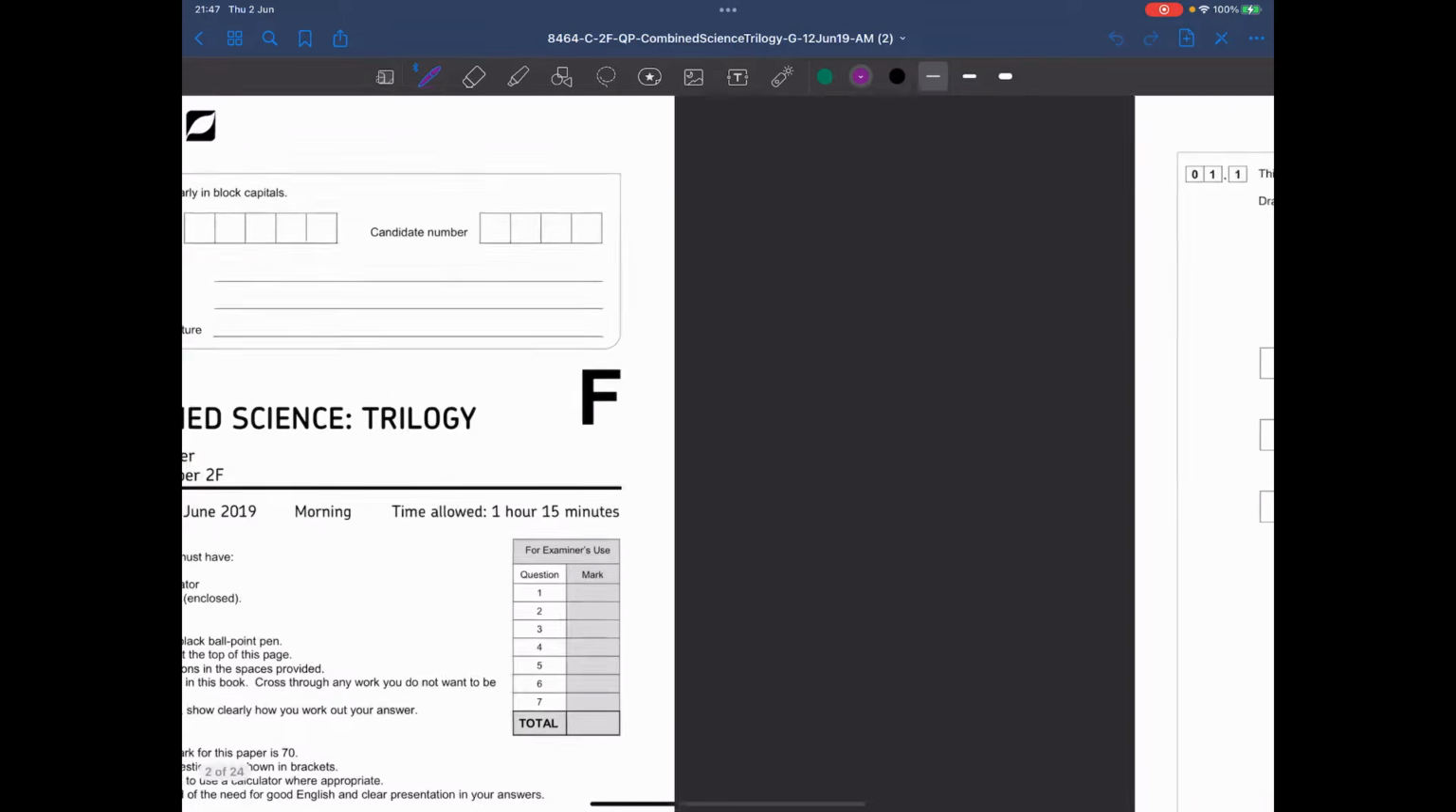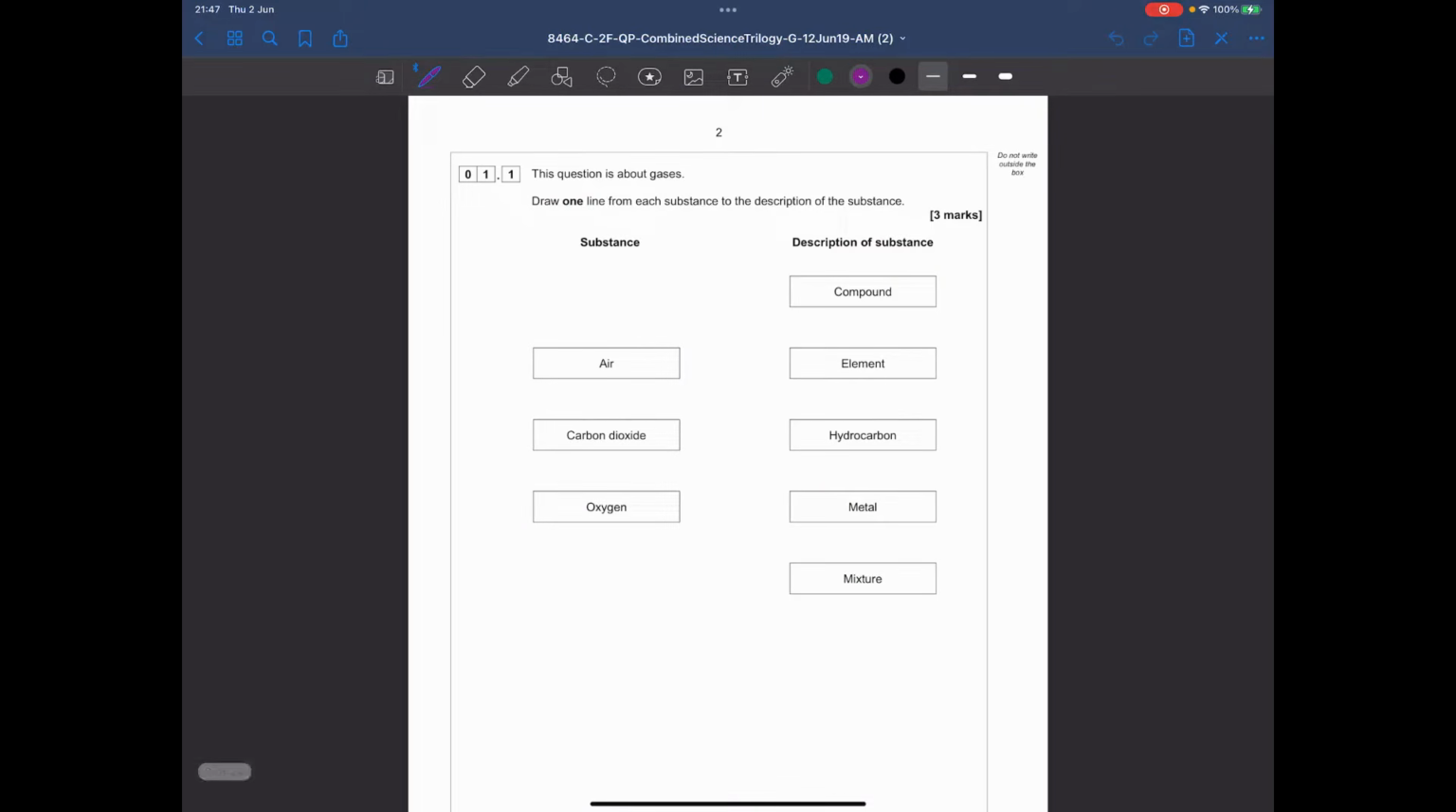So, starting with question number 1 then. This question is about gases. Draw one line from each substance to the description of the substance. So we've got air, carbon dioxide and oxygen, and you've got element, compound, hydrocarbon, metal and mixture. So process of elimination straight away. None of these are a metal, obviously they're all gases, so they are not metals. And that's eliminated one of them.